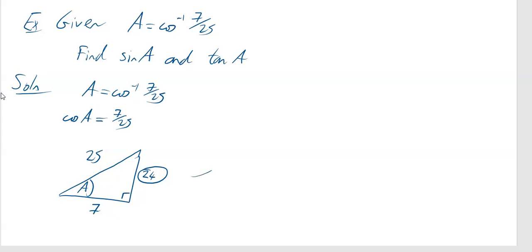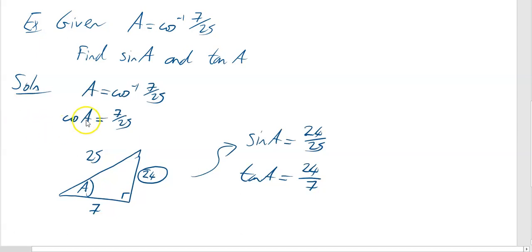So now you've got that. Then you can go on, you can find sine A, because sine is equal to opposite over hypotenuse, and your tan is equal to your opposite over adjacent, and that's it done. Okay, so very similar to the examples you'll see in topic 5, exercise 4, so they should be no problem to you.